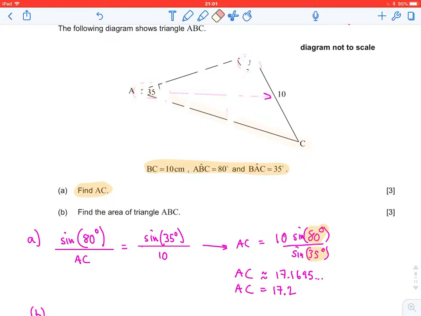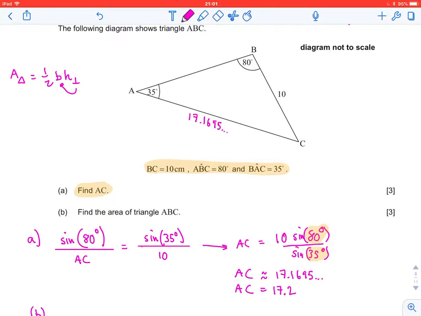Let's do B now, where it asks us to find the area of this triangle. Let's clean up our diagram just a little bit, because you may have forgotten sort of how this works. Let's get that measurement that we just put down here, that 17.1695... in for AC. Now you know that the formula for the area of a triangle is 1/2 base times the height, but we sometimes forget that this height is not just any height. It's not just the measure of another side of the triangle. It is the height, the measurement that is perpendicular to the base that we're looking for.